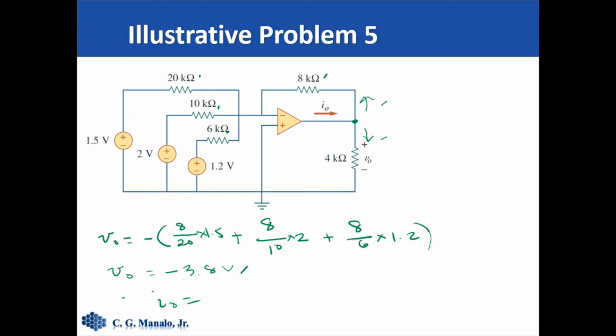The current on the top is V naught minus this voltage here, which is a 0, so that is 0 divided by 8K, plus this voltage here, V naught minus 0 divided by 4K. And that should give us negative 1.425 milliamps. Okay.